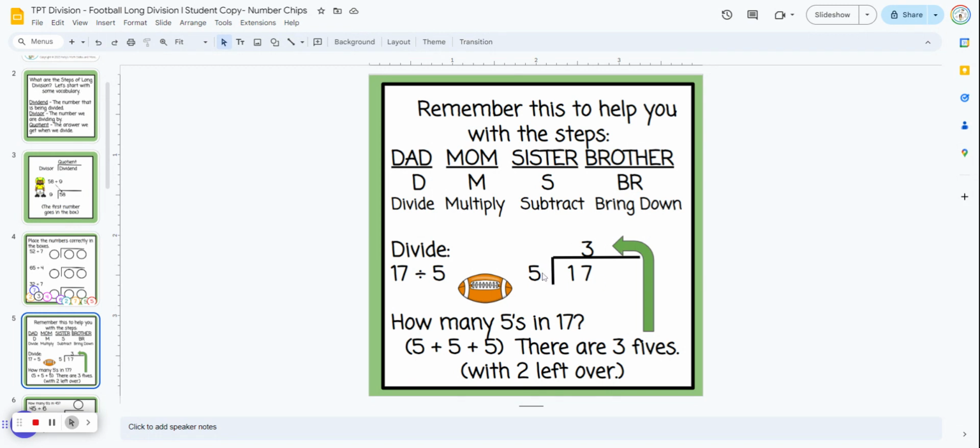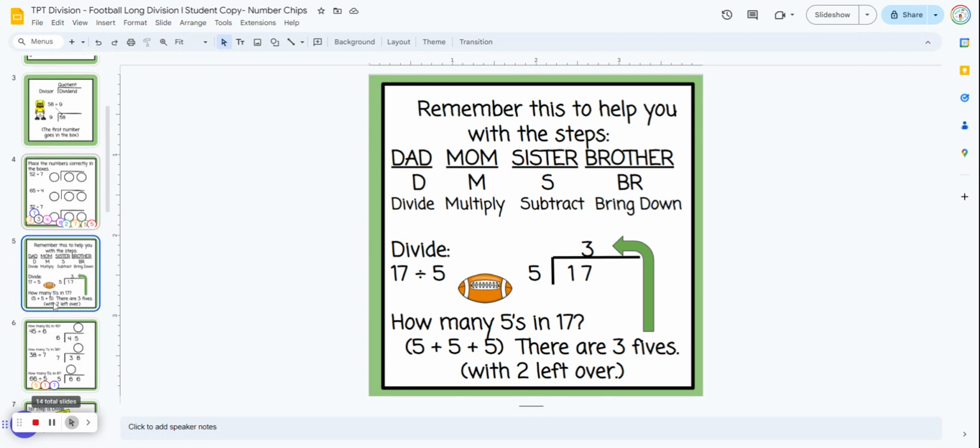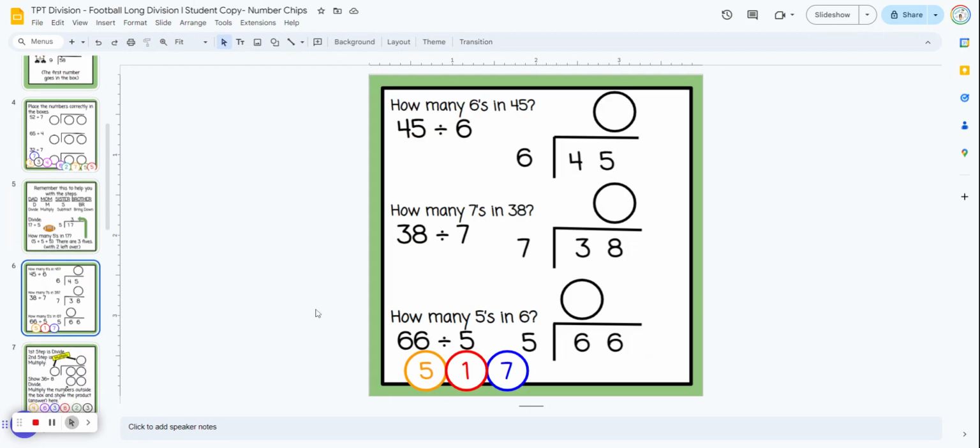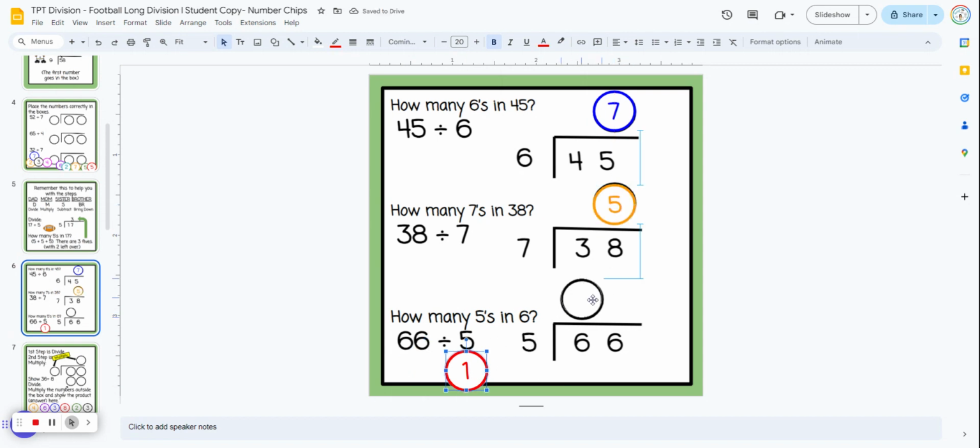And 5 goes into 17 3 times with some left over. So the 3 goes up here. So they're just going to practice this first step. There are only 3 choices here, so it should make it fairly easy for the students. We have 45 divided by 6. They know where to place the numbers. 6 goes into 45 7 times with some left over. So we move the 7 into place. 7 goes into 38 5 times with some left over. And 5 goes into 6 1 time.